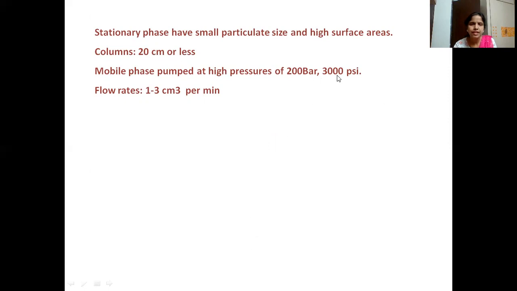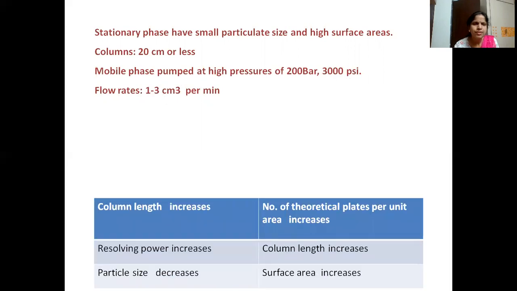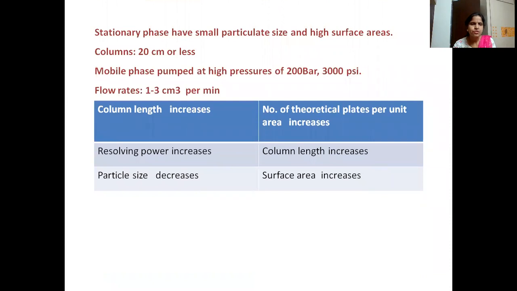So the pressure that can be applied is around 200 bars, or in SI units, that is 3000 psi or greater than this also. And the flow rate of the mobile phase is 1 to 3 milliliters per minute. So it is just 1 to 3 milliliters, that is, very, very slow. The flow rate of the mobile phase is very slow in the column.